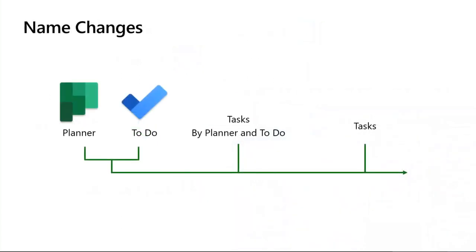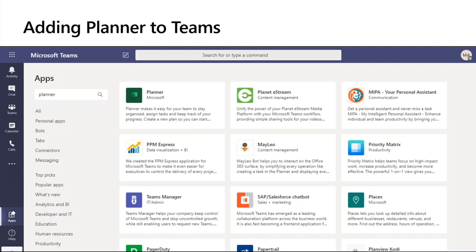Planner is currently going through a renaming process. A lot of features of To Do are already incorporated into Planner, and the two will be merged so the name will transition to Tasks by Planner and To Do, and then it will simply be known as Tasks. But right now, the app is still called Planner, and you can add it to Teams by searching for it through the app section from directly within Teams itself.